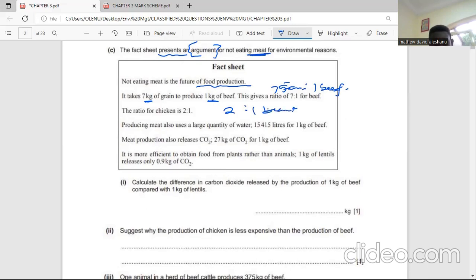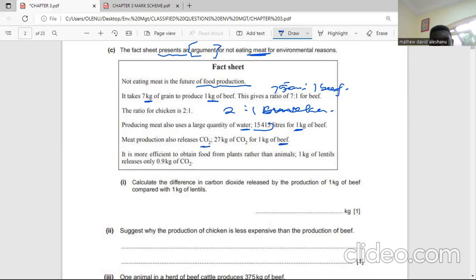I mean 1 chicken, sorry, 1 chicken. Now, producing meat also uses a large quantity of water. That's this amount for 1 kg of beef. Now, meat production also releases carbon dioxide, 27 kg of carbon dioxide for 1 kg of beef.